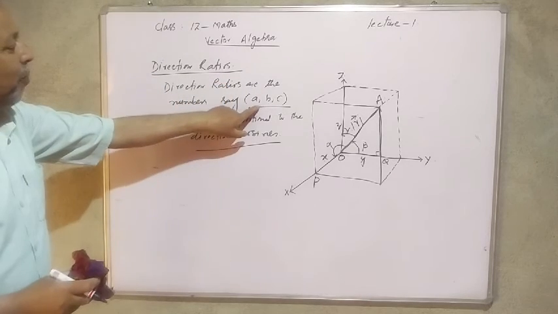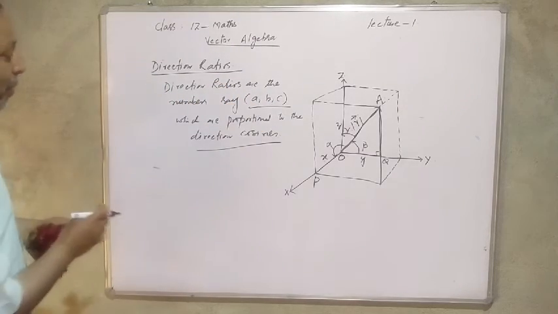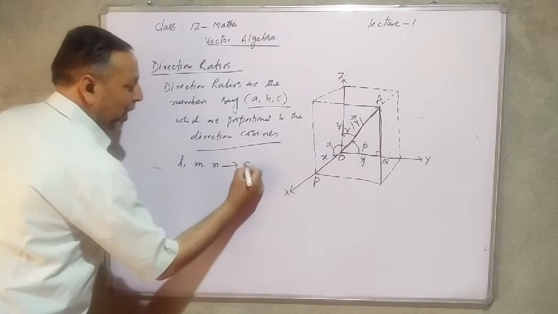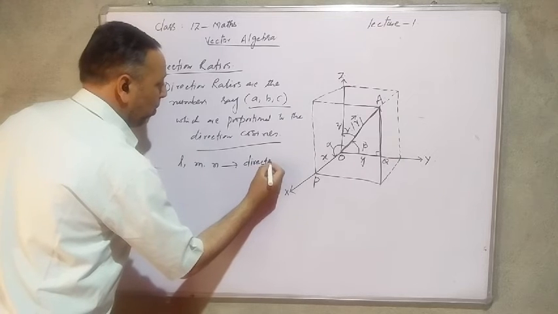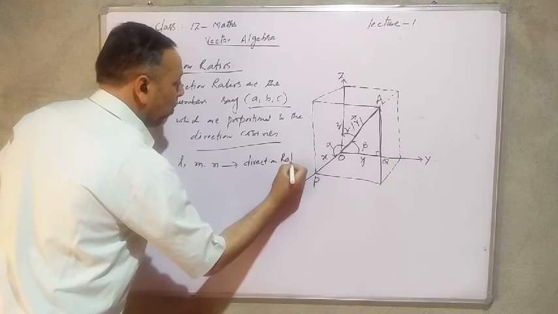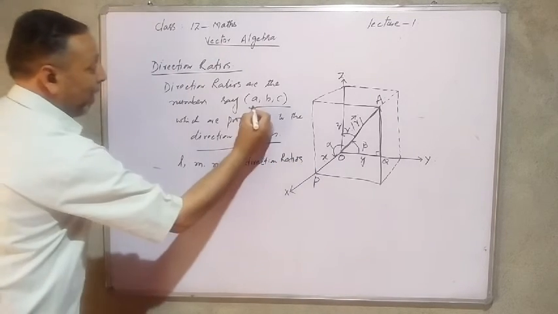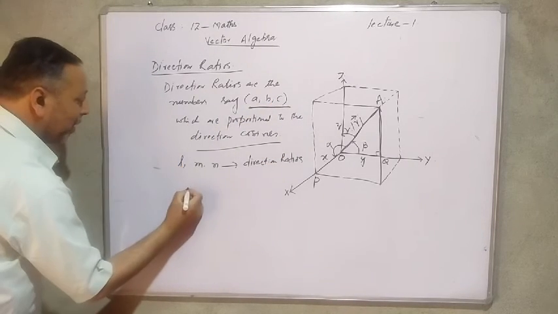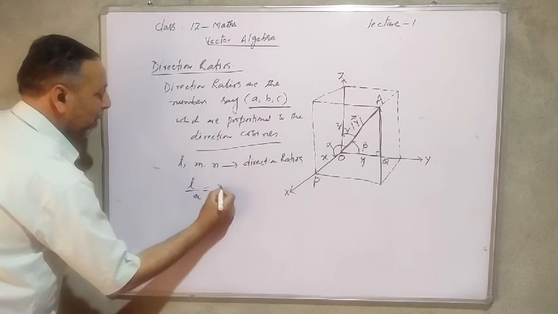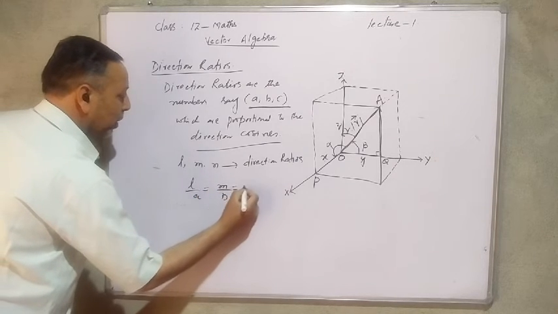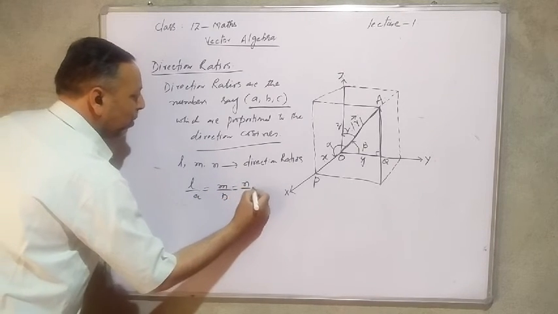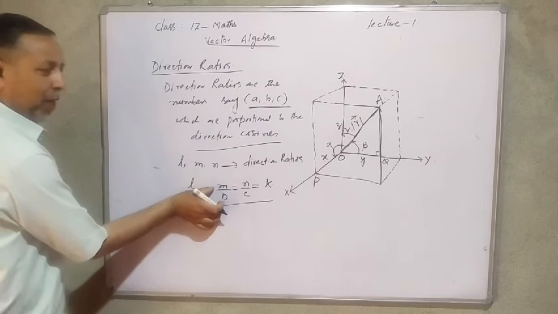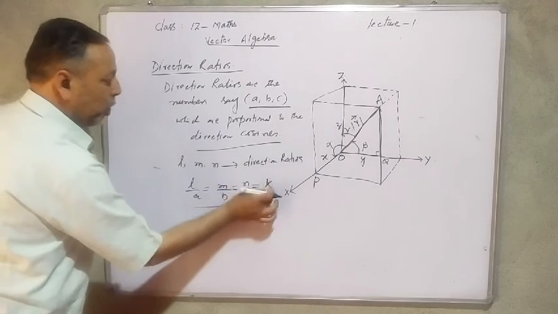So here I have taken three numbers A, B and C. L, M and N are the direction cosines, and A, B and C must be proportional to them. That means L by A must be equal to M by B must be equal to N by C must be equal to a constant.